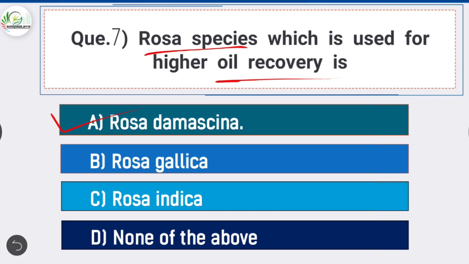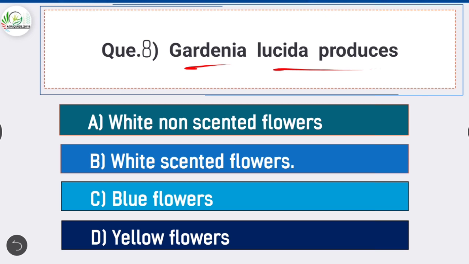Question number 8. Gardenia lucida produces dash flowers. Answer is option B, white centered flowers. Gardenia lucida produces white centered flowers.